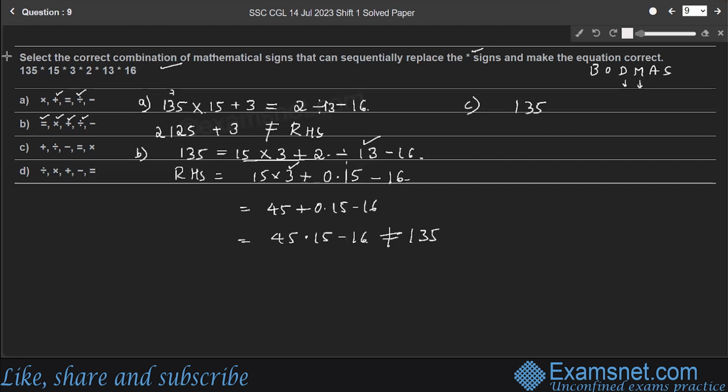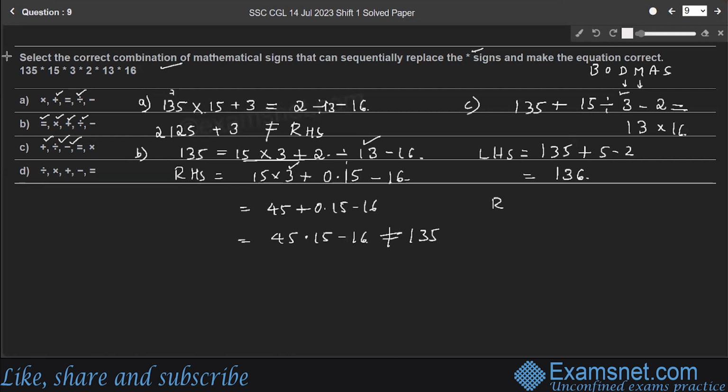In place of the first asterisk, let us consider plus 15 divided by 3 minus 2 is equal to 13 into 16. So let us verify the LHS part, right? So LHS, we have 135, 15 by 3 is 5, so 138 minus 2, which is 136, right?